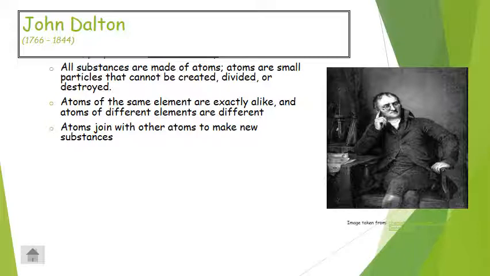His theory said all substances are made of atoms. Atoms are small particles that cannot be created, divided, or destroyed. That means they're indivisible and solid. Every element has its own type of atom, and the atoms of elements can come together to form new substances, like hydrogen and oxygen atoms forming water.